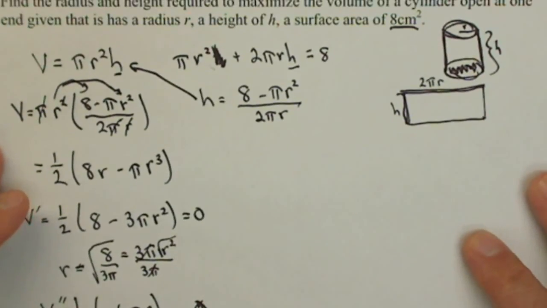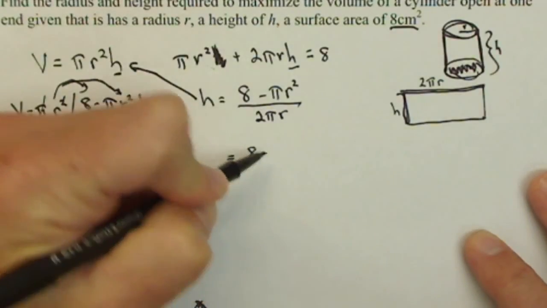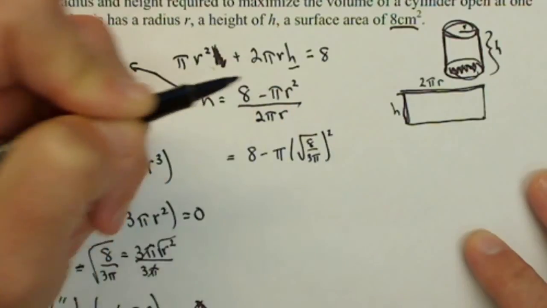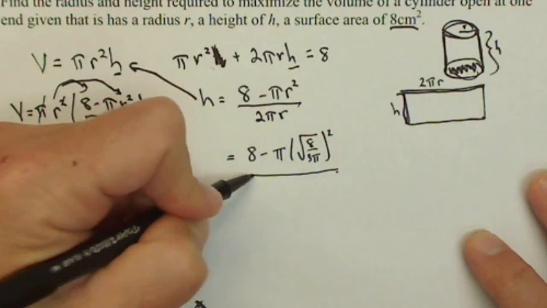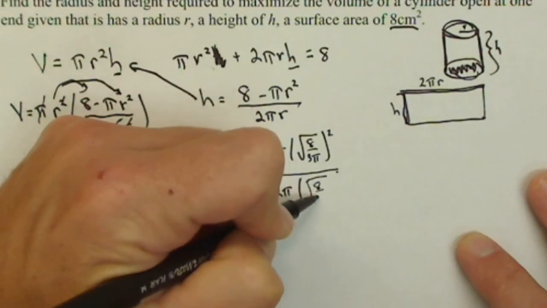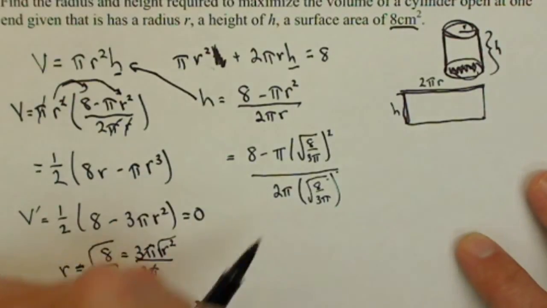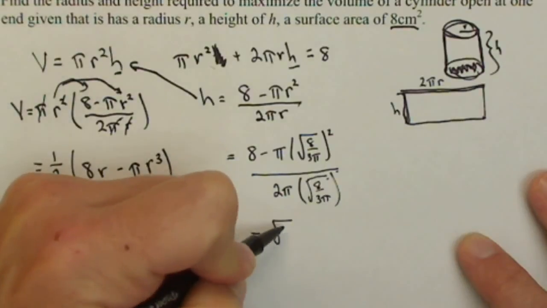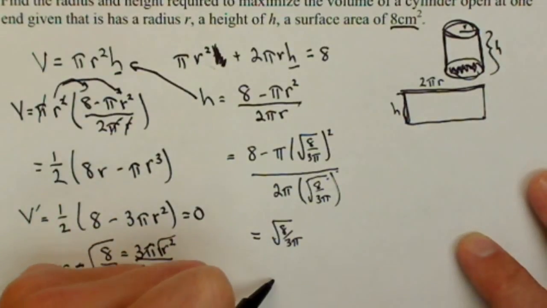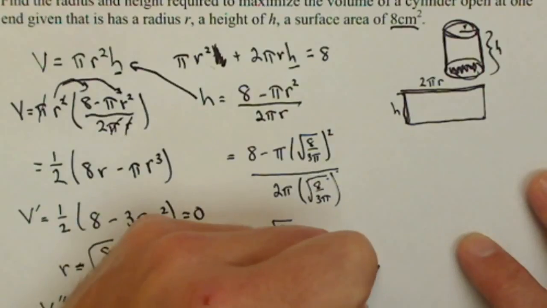Now we got to go back and find the h, which is going to come from plugging in this for our r's. So we have 8 minus pi times 8 over 3 pi squared over 2 pi times square root of 8 over 3 pi. Now the interesting thing about this is when you work this all out and simplify, you're actually going to get square root of 8 over 3 pi. So the height and the radius are the same. Height equals radius equals square root of 8 over 3 pi centimeters.